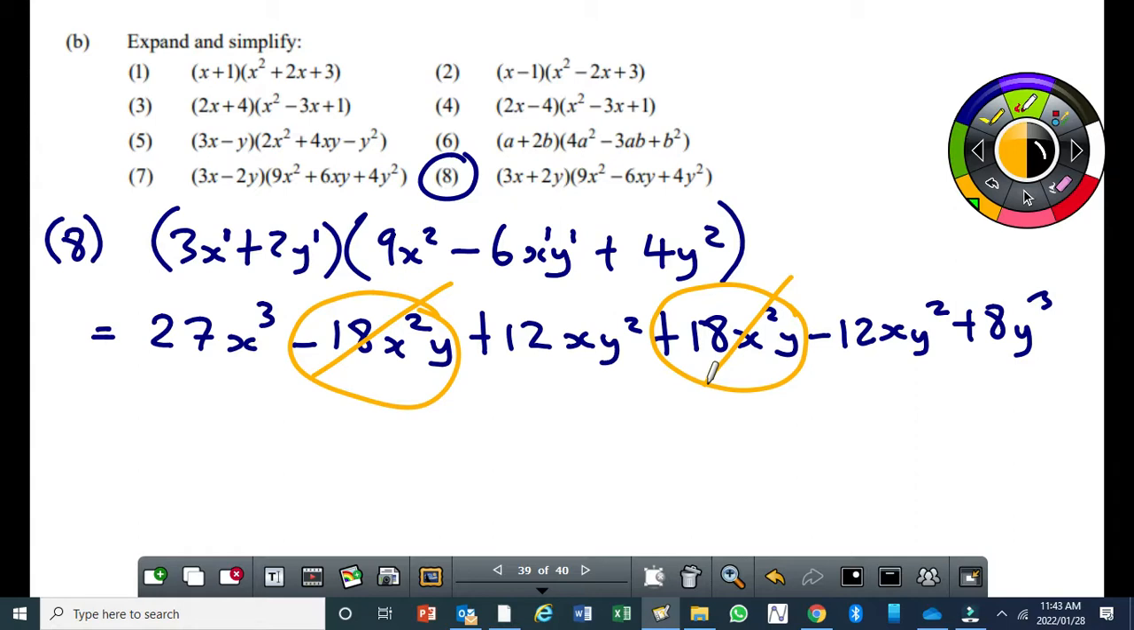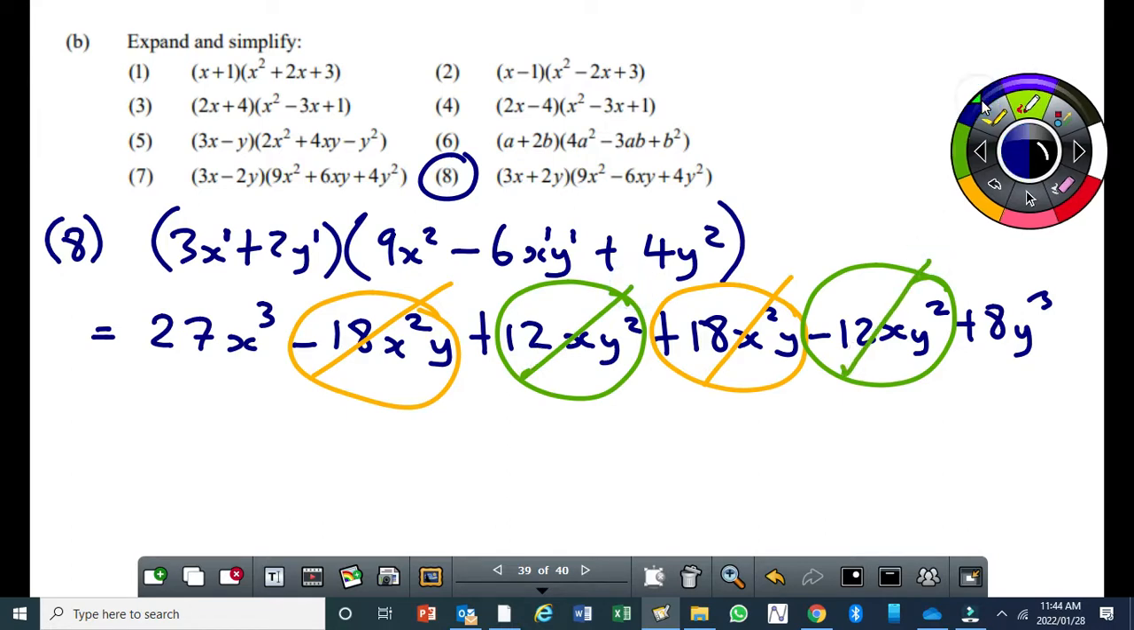Yes. They are positive and negative. Also, their exponents for x are the same. Exponents for y are the same. Then we have this positive 12xy squared and this negative 12xy squared. So these two cancel. So your final answer is going to be 27x cubed plus 8y cubed. That's your final answer.